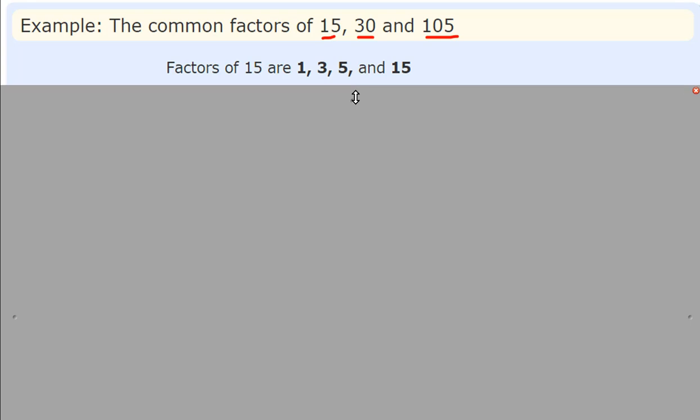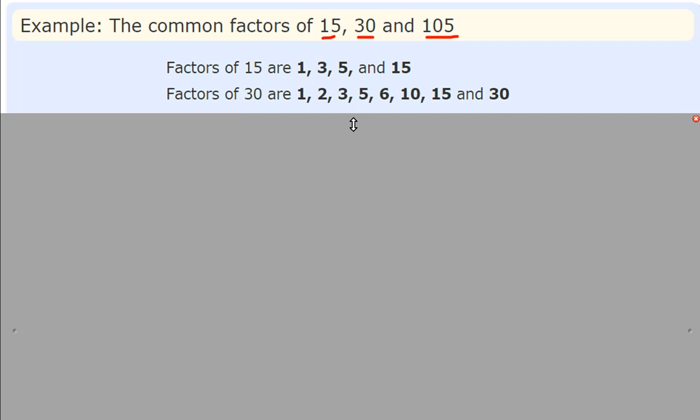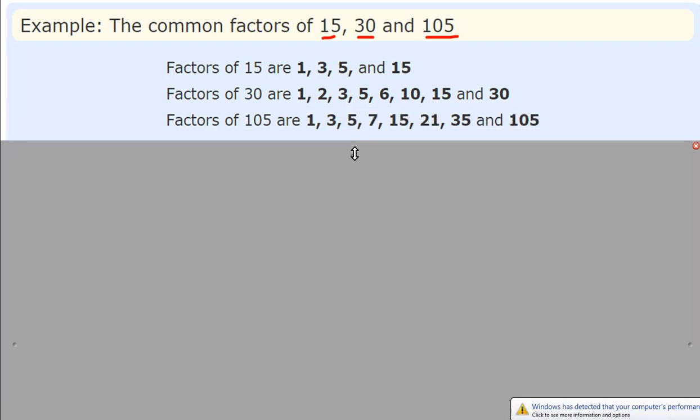For 15, here are the factors. It's divisible by 1, 3, and 5. And for 30, it's divisible by 1, 2, 3, 5, 6, 10, and 15. And for 105, 1, 3, 5, 7, 15, 21, and 35. So we'll have a look there and see if we can come up with the greatest common factor.